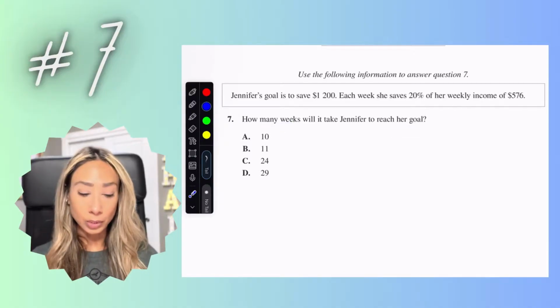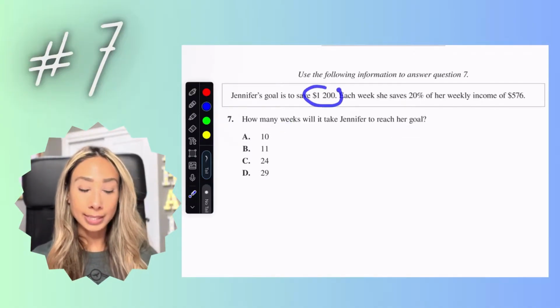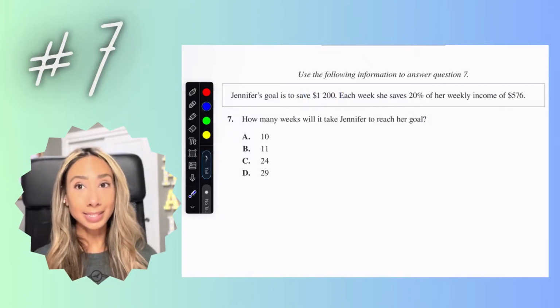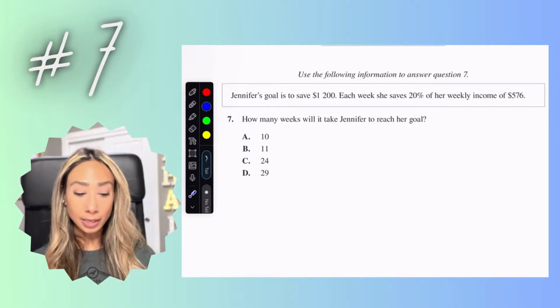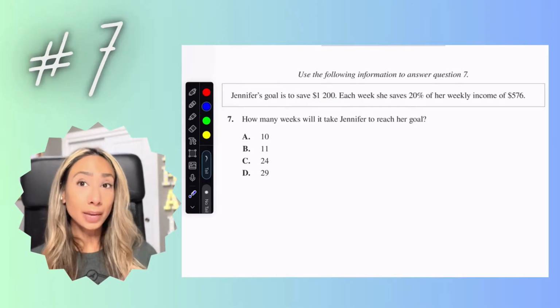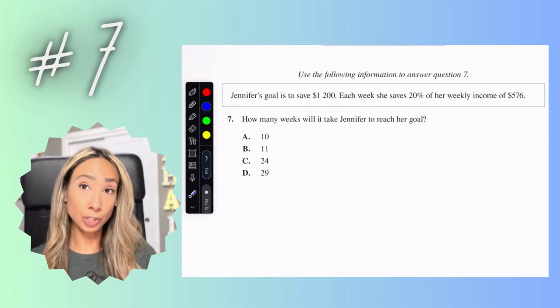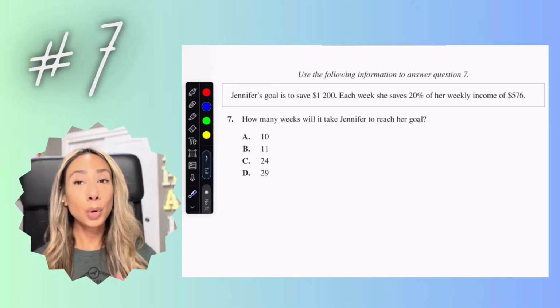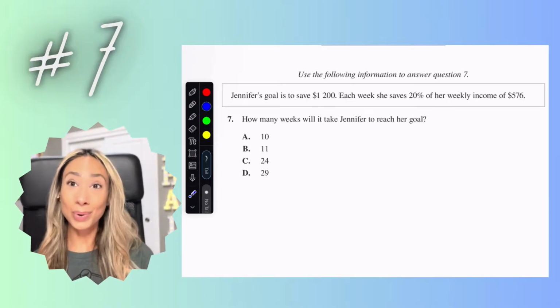So let's think about this. We know the goal is $1,200, so whatever equation we come up with has to equal $1,200. Now let's think about it. She wants to save this much money, but of course she can save more than that. If she does, that would totally be fine. We just know that that's her goal. So because she has the potential to save more money than that, we know we're dealing with an inequality here.